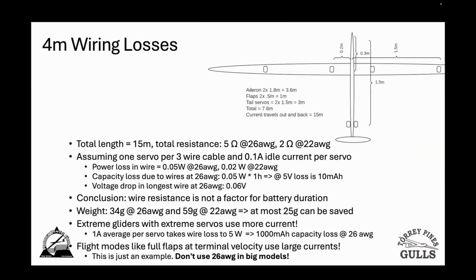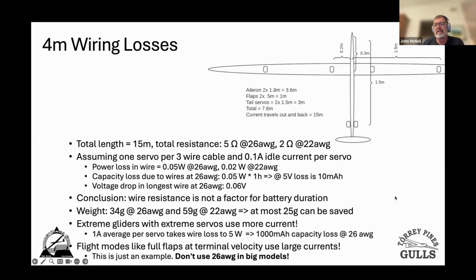Okay. Oh, cool, 4 meter. So this is very conservative. Okay, so imagine a 4 meter plane where the outer aileron servo is 1.5 meters out. The inner one's 300 centimeters.